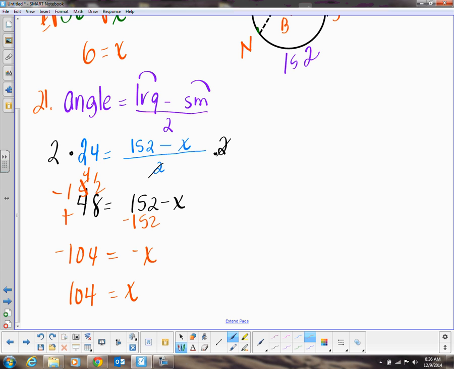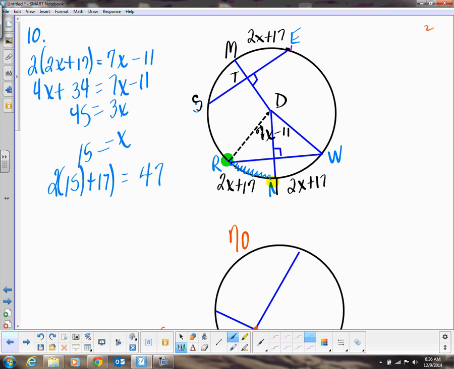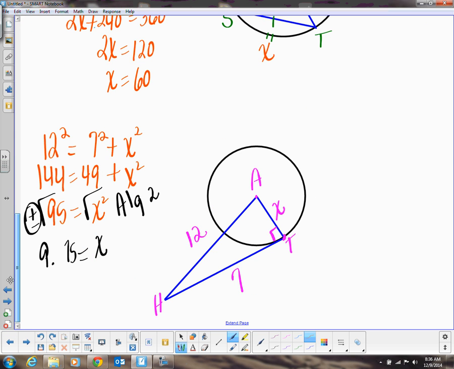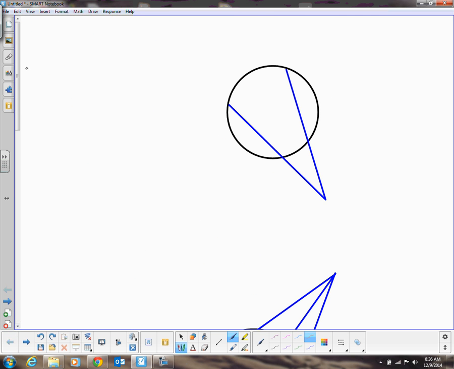Caitlin, 17. Number 17 is a picture I haven't used yet, I think. This one. All right, so 17 was the first one asked in first period. 17 says MV, that means this whole thing is 14. And they told us that MO is 6, and they're telling us VR is 9.